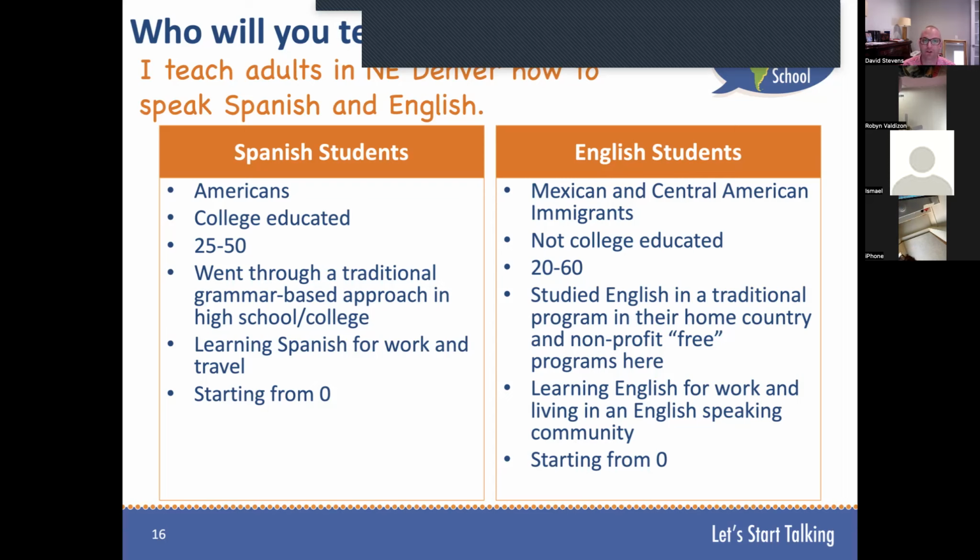And then also once they move here to the United States, it's very common to study English in nonprofit programs or free programs, which are heavy in abundance here in the Denver area. My Spanish students are learning Spanish so that they can talk to people at work or for travel. My English students are learning English again for work, but also because they're living here in English-speaking communities, so they need to be able to live their lives in English, right? And on both sides, despite their background with the languages and education and everything like that, most of my students end up having to start from zero.